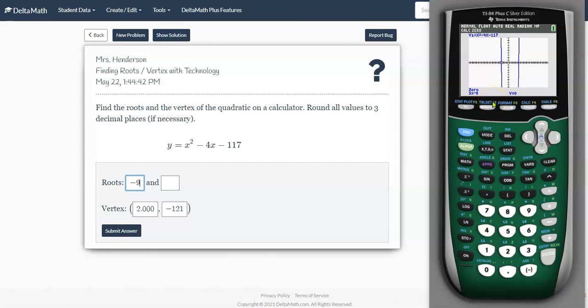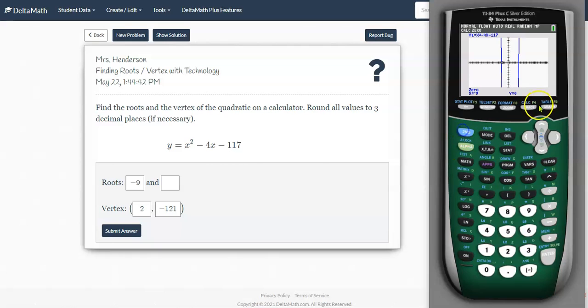So it's negative 9. I think I have to round to, oh, if necessary. Oh, okay. Sorry, if necessary. So if it said round to the nearest thousandth, I have to put in the decimal places. But if it says if necessary, then I don't have to. Okay, that's one root, negative 9. Now we've got to find the other zero.